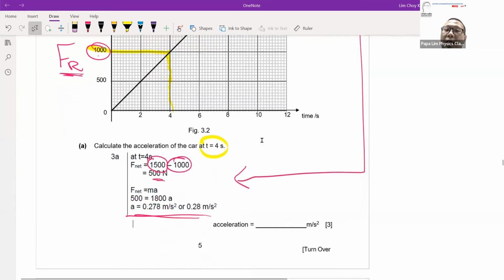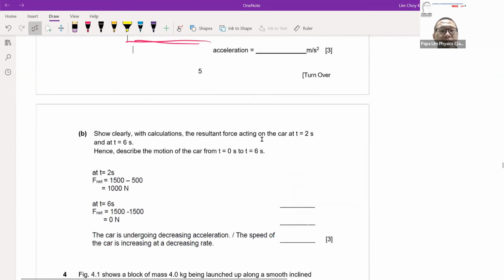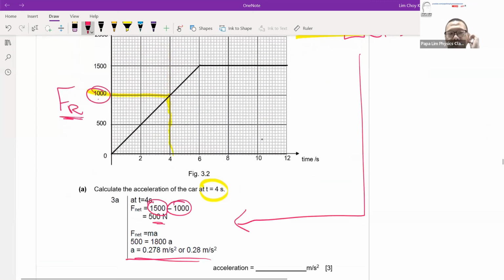Okay, quite easily done. Now, same thing with calculations. How does the resultant force at 2 seconds and 6 seconds behave? Same thing, I would say it's the same as part question 2. It's just that now you look at two timings. First timing I'm looking at is 2 seconds. 2 seconds is here. The resistive force I'm looking at is 500.